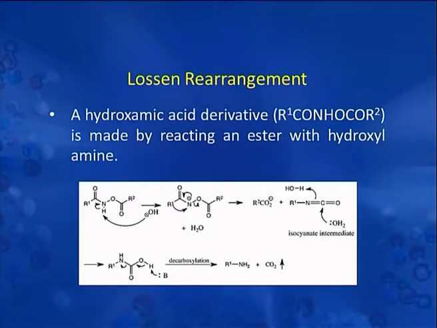We will now discuss a few rearrangements where primary amines are formed via the same kind of mechanism, that is via the formation of alkyl isocyanate. One such rearrangement is Lossen rearrangement, where a hydroxamic acid derivative is converted into a primary amine. This is the hydroxamic acid derivative, and this forms a primary amine upon rearrangement.